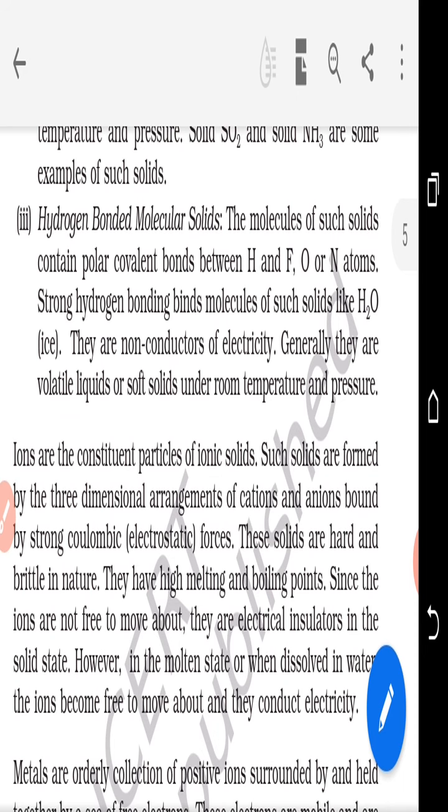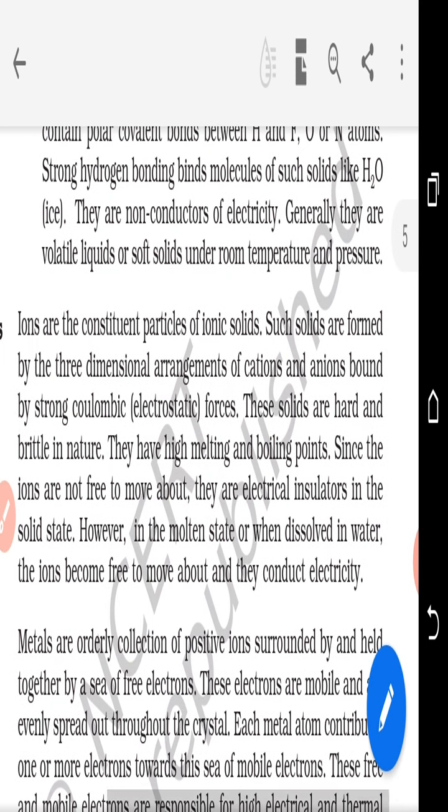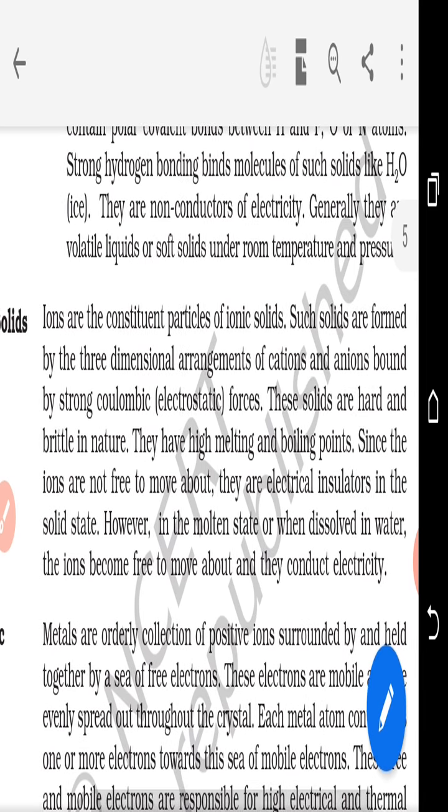Next, the third type of molecular solids are hydrogen bonded, and the best example of this is ice. The molecules of solids which contain polar covalent bonds between hydrogen and fluorine, oxygen, or nitrogen atoms form such type of solids. They are also non-conductors of electricity. They are generally volatile liquids or soft solids under room temperature and pressure.